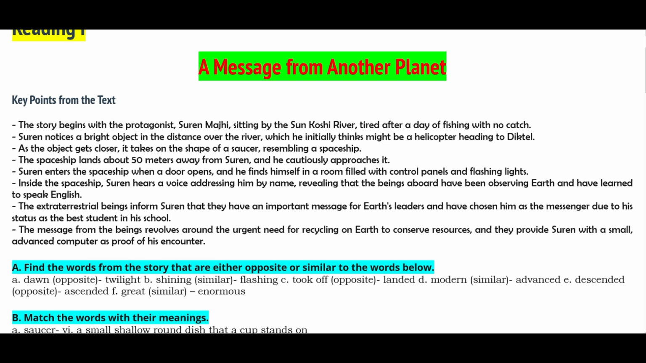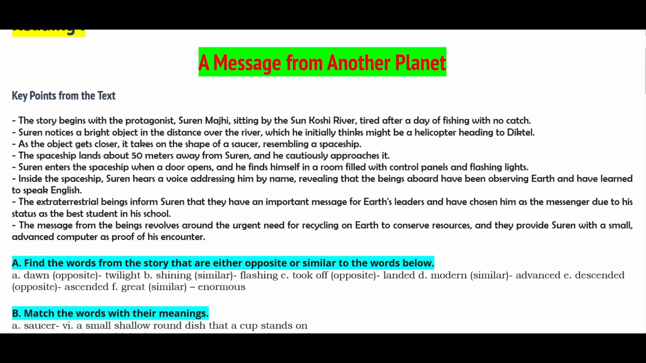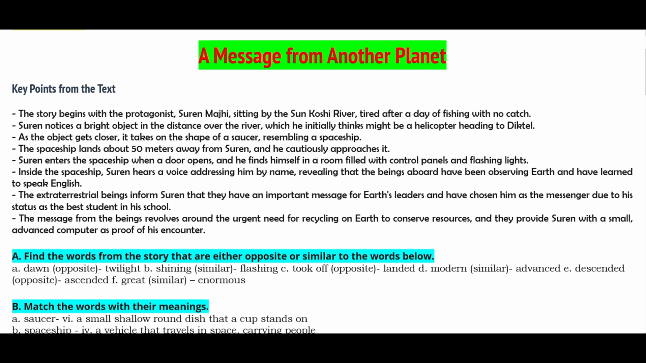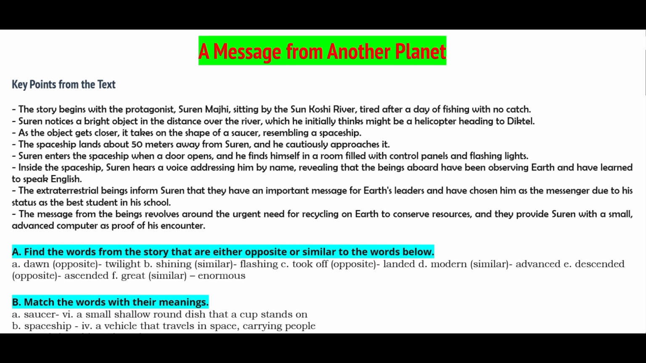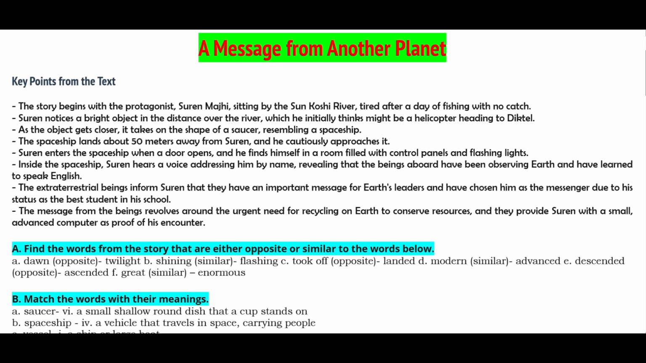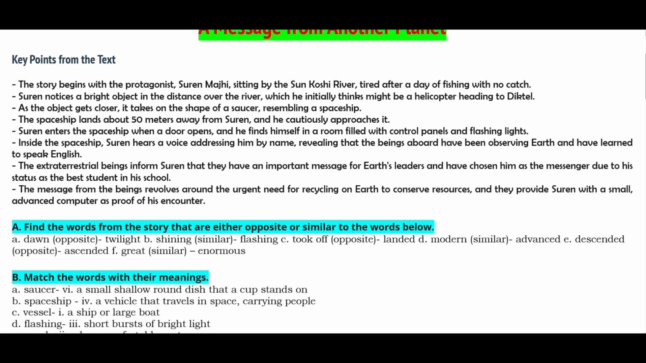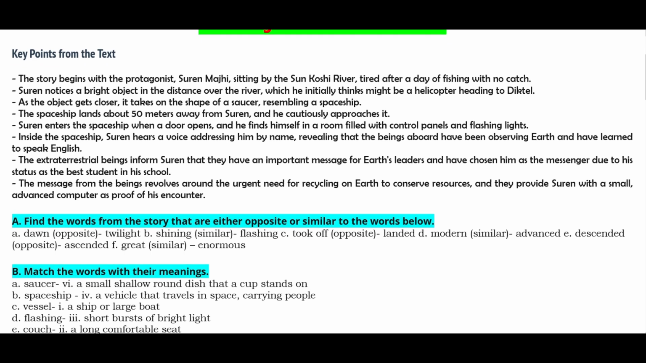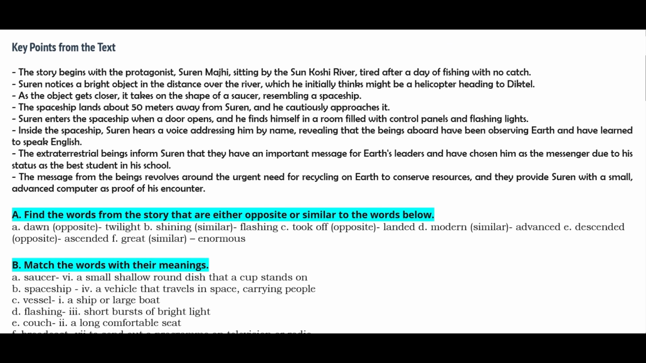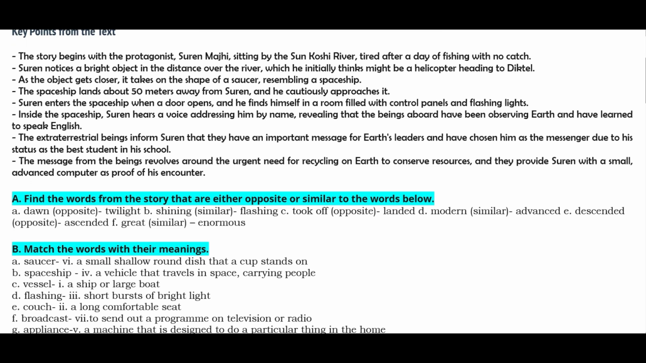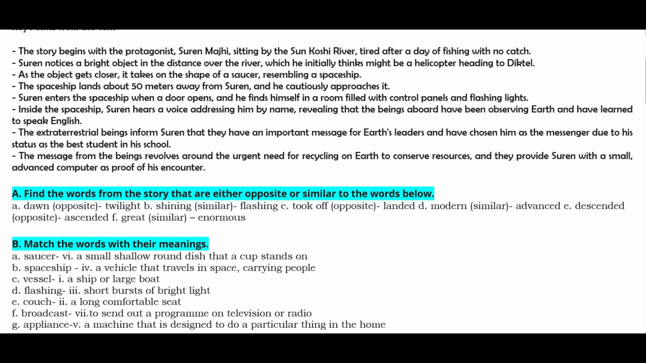B. Match the words with their meanings. A. Saucer, a small shallow round dish that a cup stands on. B. Spaceship, a vehicle that travels in space, carrying people. C. Vessel, a ship or large boat. D. Flashing, short bursts of bright light. E. Couch, a long comfortable seat. F. Broadcast, to send out a program on television or radio. G. Appliance, a machine that is designed to do a particular thing in the home.